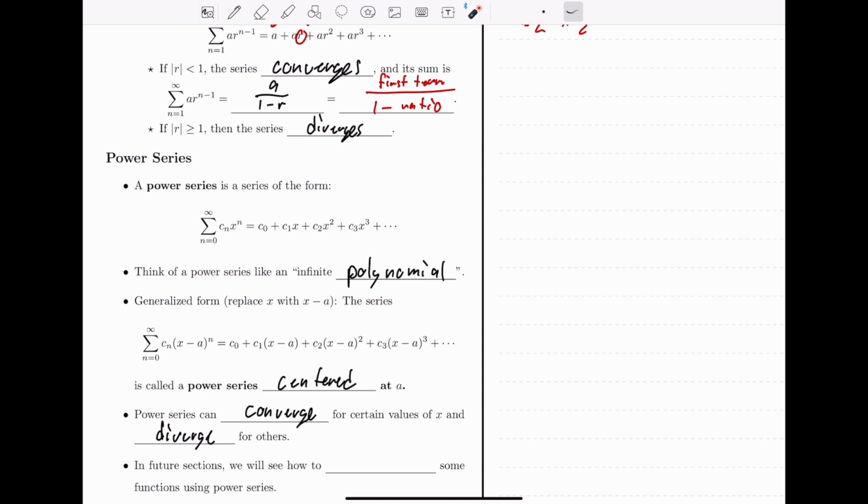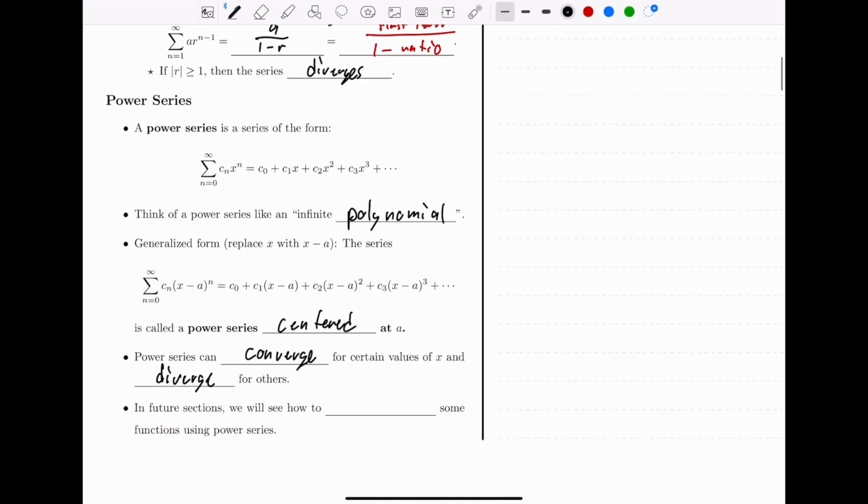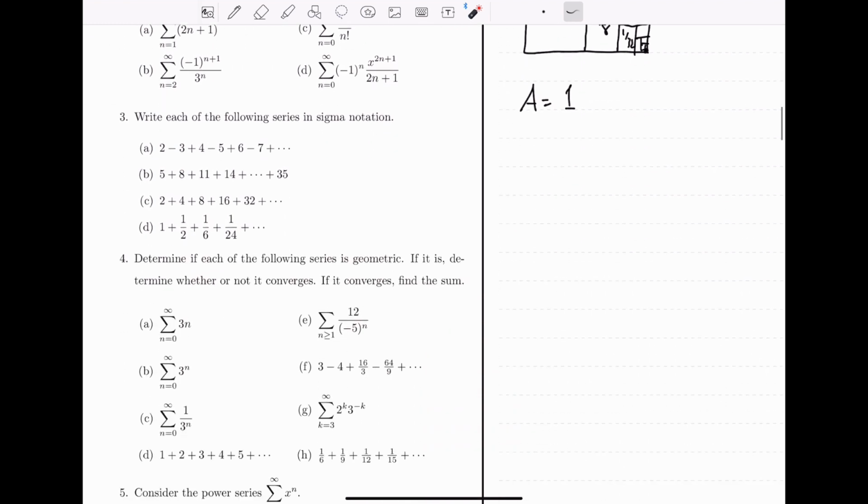But we have this general concept that we can put in different values for x, and we'll get a specific series here that's all in terms of numbers. Sometimes that series will converge, and then depending on our power series, other times it will diverge depending on what we input for x. In future sections, we are going to see how to represent some functions using this concept of power series. Actually, in this section, we'll see one example of this, and we'll generalize in some future sections when we talk about Taylor series. For now, let's work through example 5.